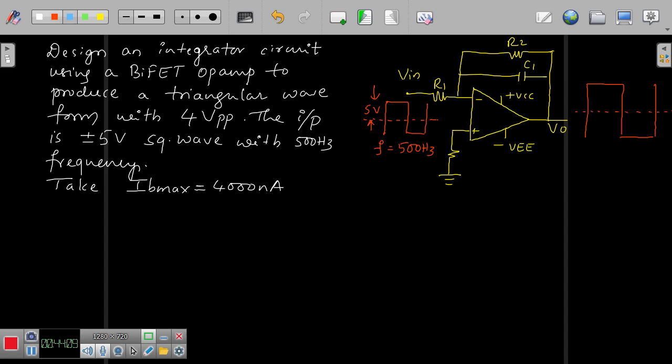Now the output voltage, you would get something like this. Okay, so this output voltage has got delta V, peak to peak, I think is given to be 4 volts. This is delta V from here to here. So this delta V is equal to 4 volts. Yeah, this is what is clear.